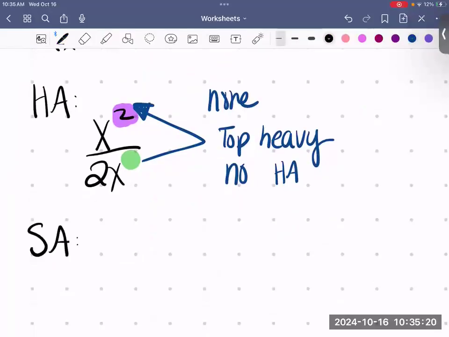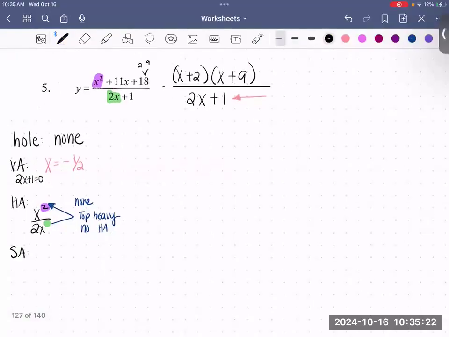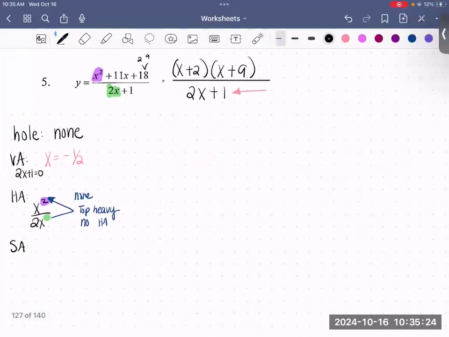Now, before I get into a slant asymptote, let's try to find the other features, the ones that we know how to graph. So x-intercepts. Your x-intercepts come from your numerator. So we're going to have two x-intercepts here. So we have x plus 2 is equal to 0 and x plus 9 is equal to 0. So we have two x-intercepts at negative 2, 0 and negative 9, 0.